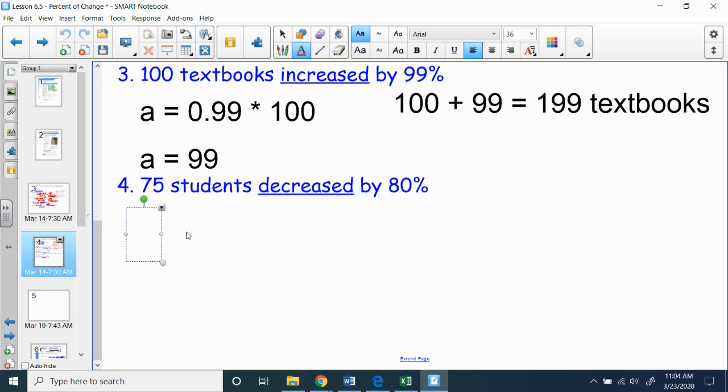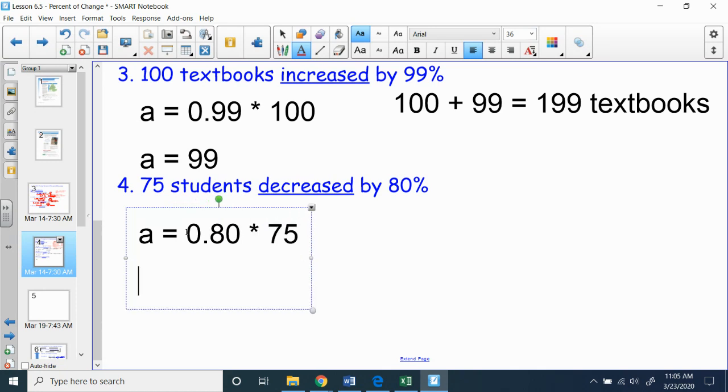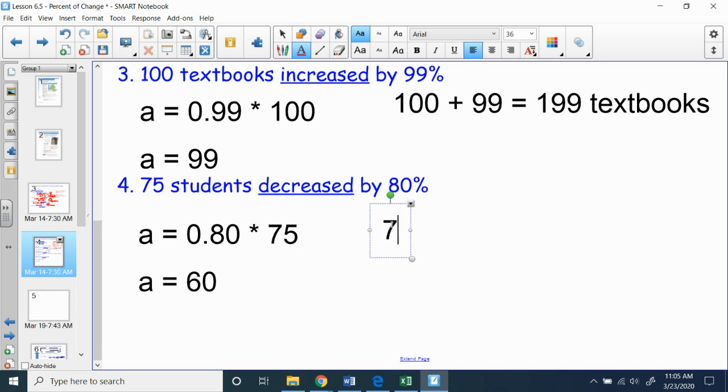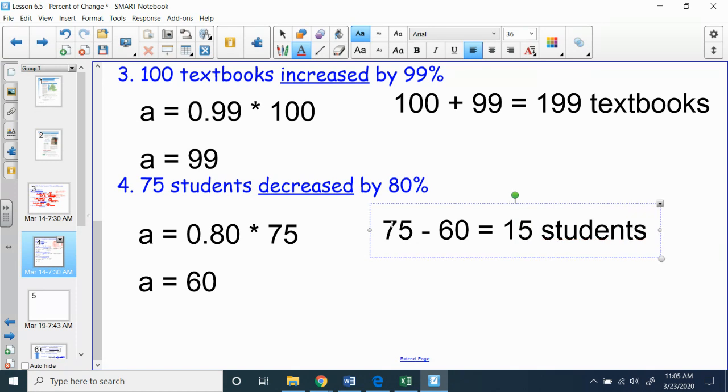So we're trying to find the part. 80% as a decimal is 0.80, or 80 hundredths, times 75. When you grab your calculator for this one, A equals 60. But now I have to find my actual amount, my new amount. I started with 75. I'm decreasing, which means I'm subtracting. I'm taking away 60. And that new total would be 15 students.